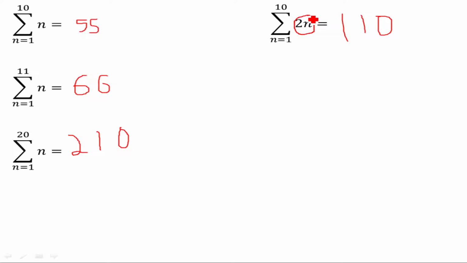Remember, the rule was 2n. So that means you plug 1 in, and then it's 2 times 1. Plus, you plug 2 in, 2 times 2, 3, and so on. Next one, 3, 2, 1. Stop. Was the answer for this one 132?